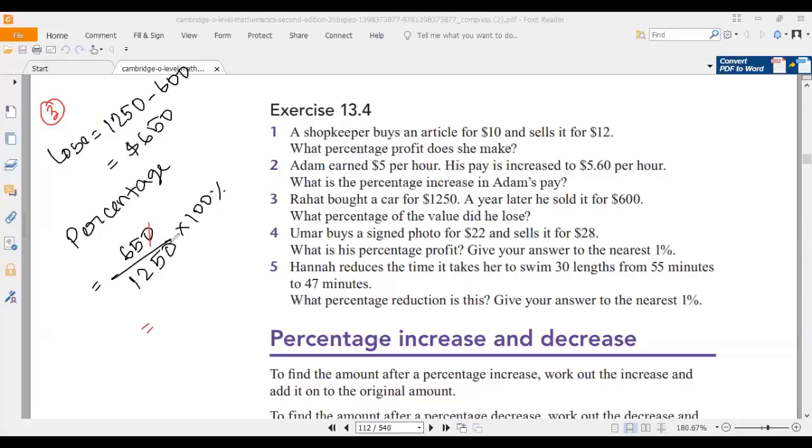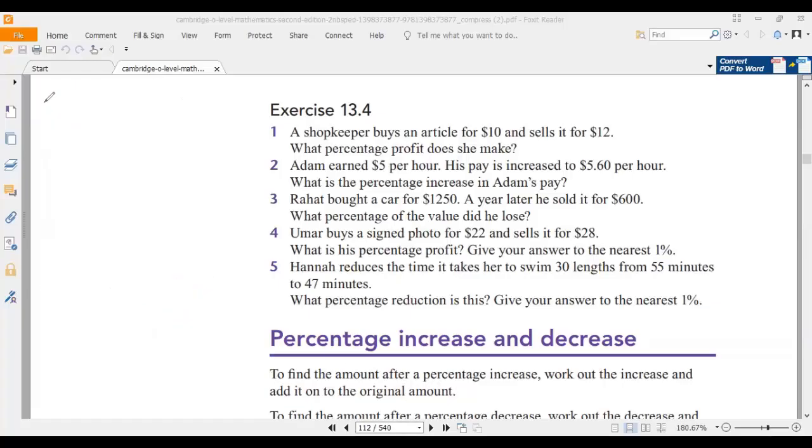So here we can cut 0 and 0. 100 and 125 both can be divisible by 25. 25 fours are 100, 25 fives are 125. Then 65 by 5 will be 13. 13 fours are 52%.